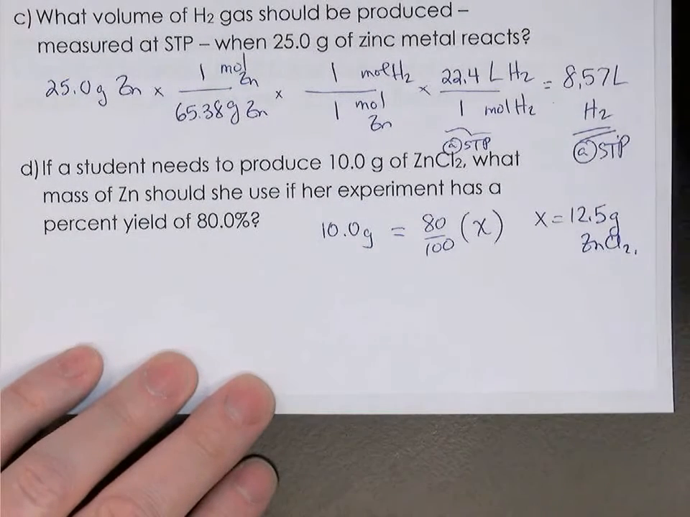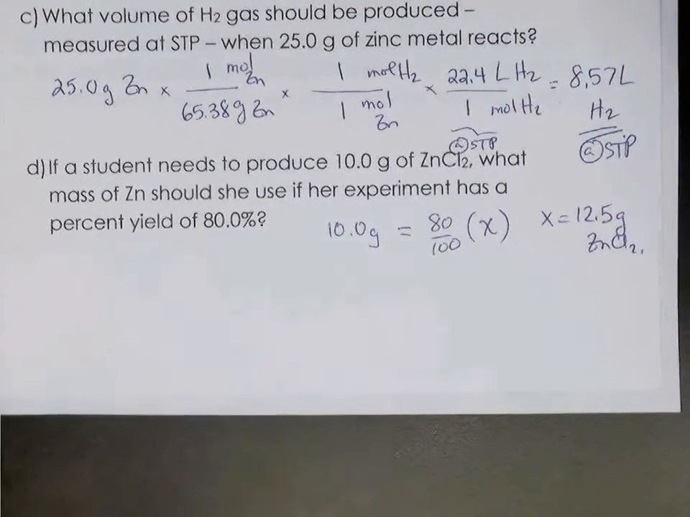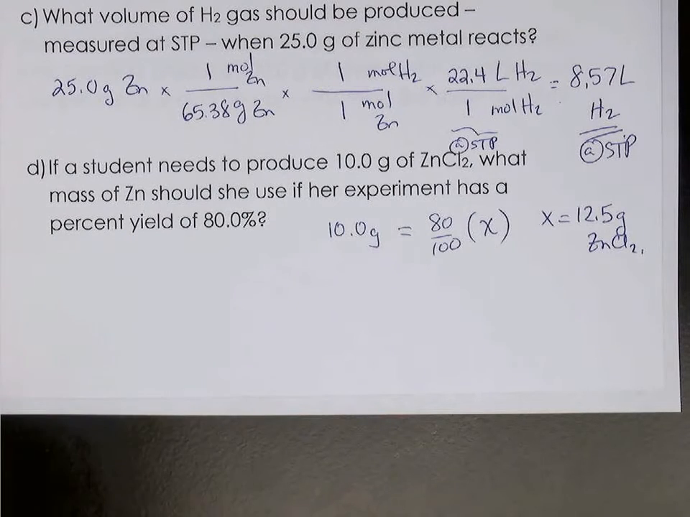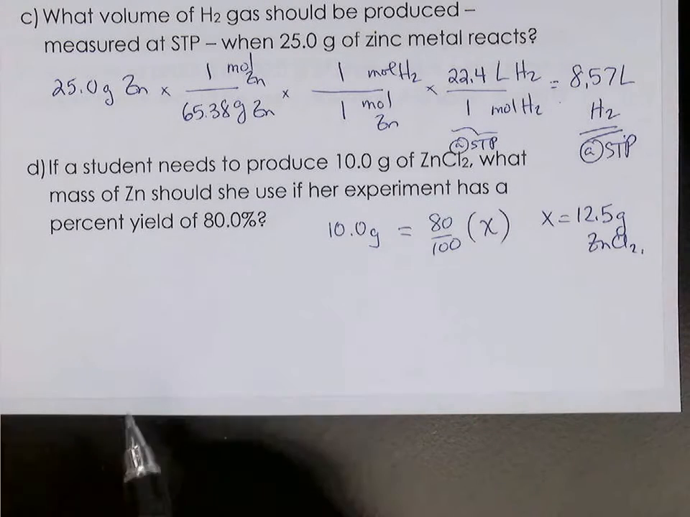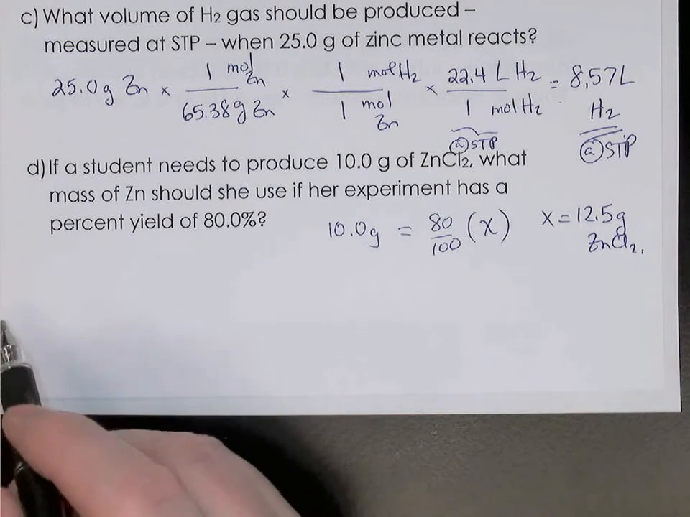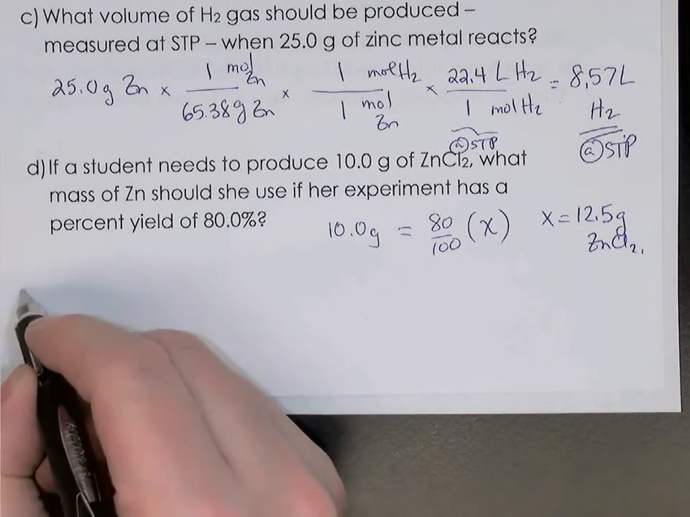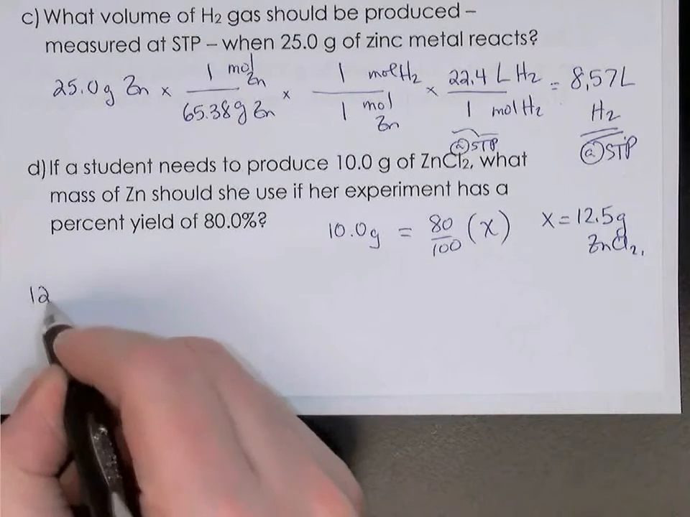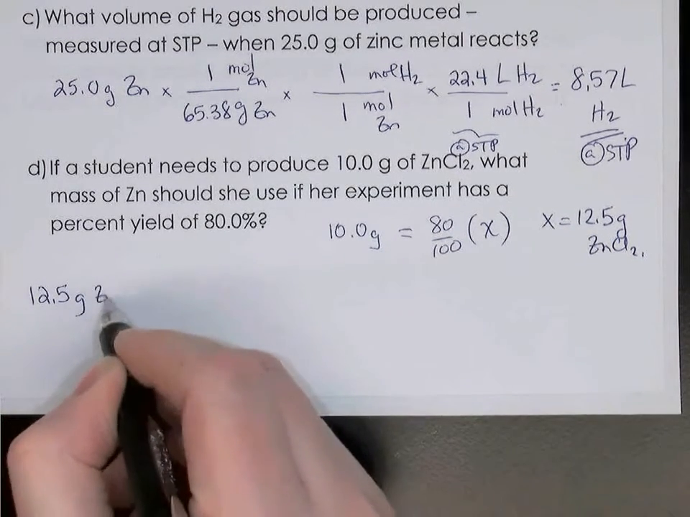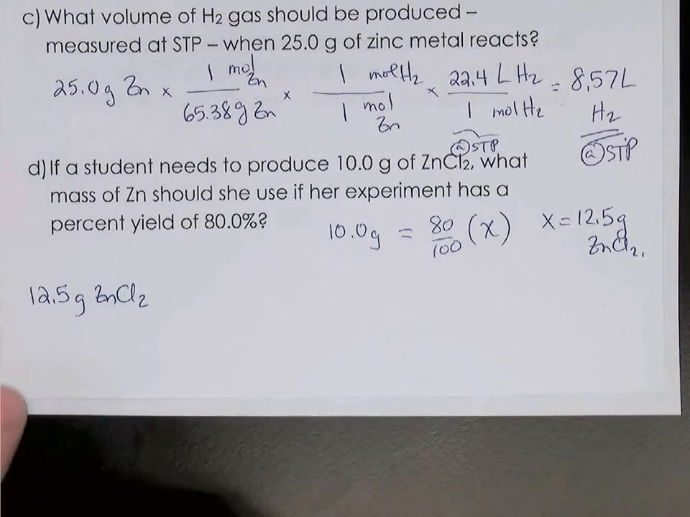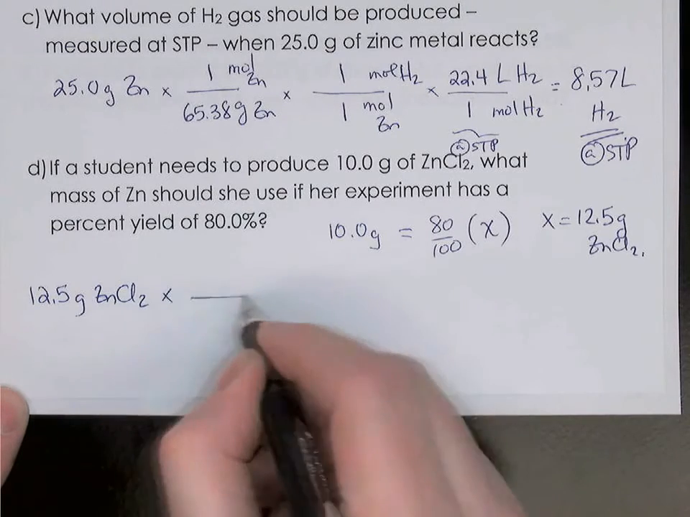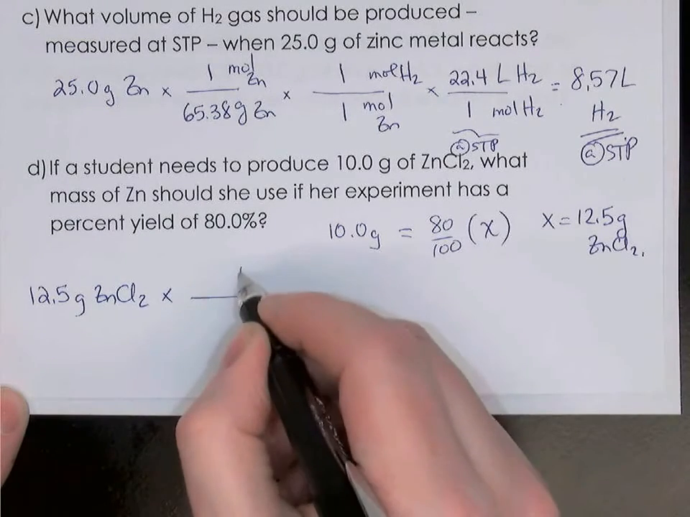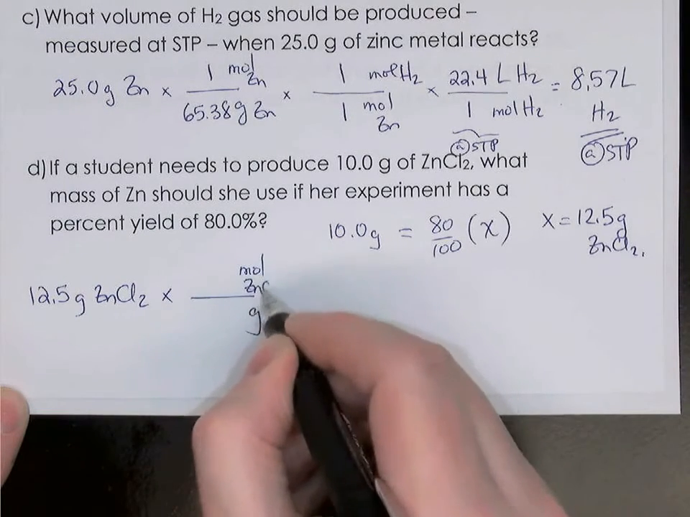So in other words, 10 grams, which is what I must make, is 80% of 12.5 grams. So rather than aim for 10 grams, I'm going to aim for 12.5 grams, knowing I'll get 80% of that. I'll get 10 grams in the end. So I'll now set up my stoichiometry, but I'll start with the 12.5 grams that I'm aiming for. So that much zinc chloride. Now let's convert that grams to moles of zinc chloride.